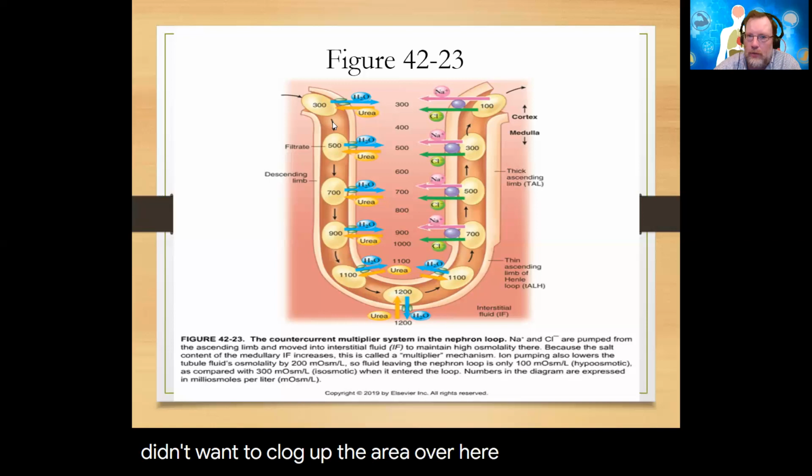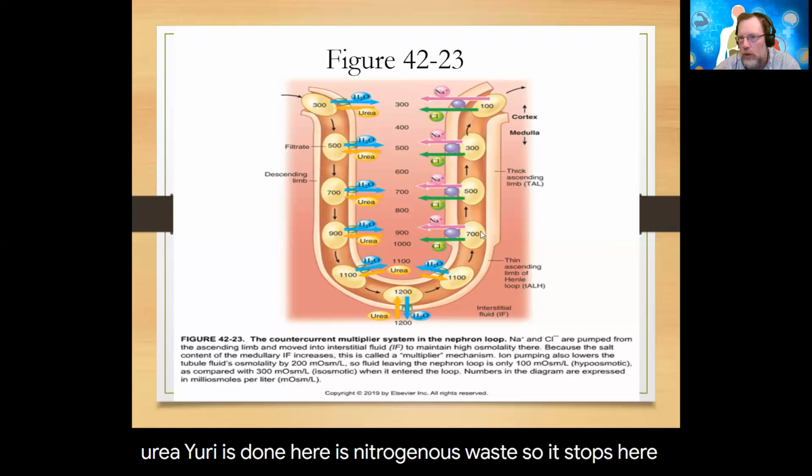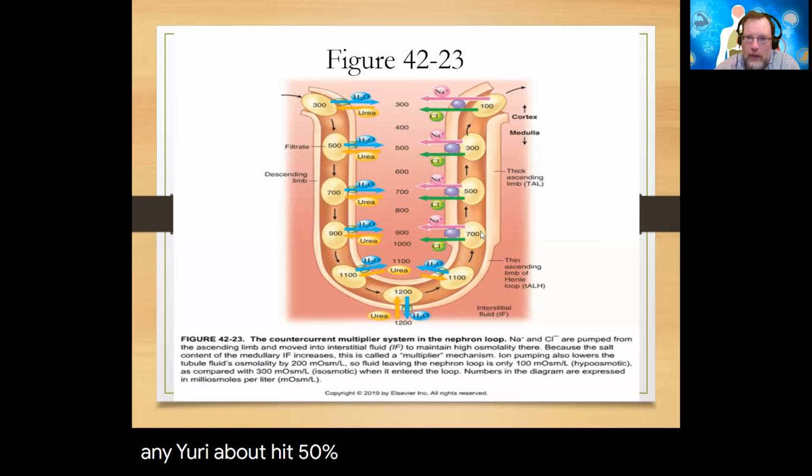Okay. Same with urea. Urea is done. Urea is nitrogenous waste. So it stops here. Any urea, about hit 50%. So any urea that's left over is going to get secreted from the blood into the distal convoluted tubule.